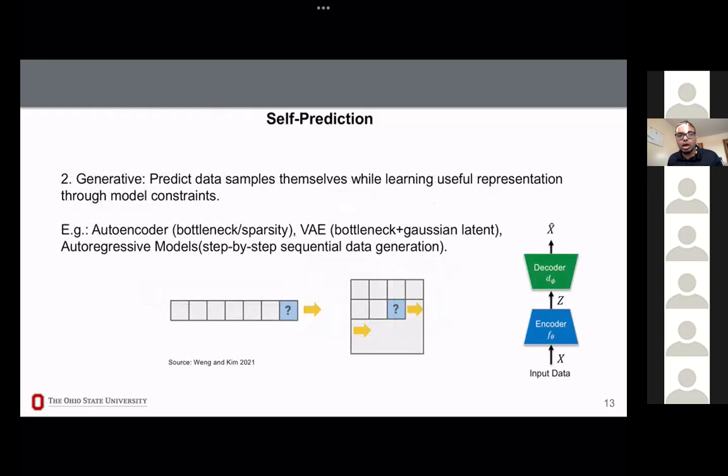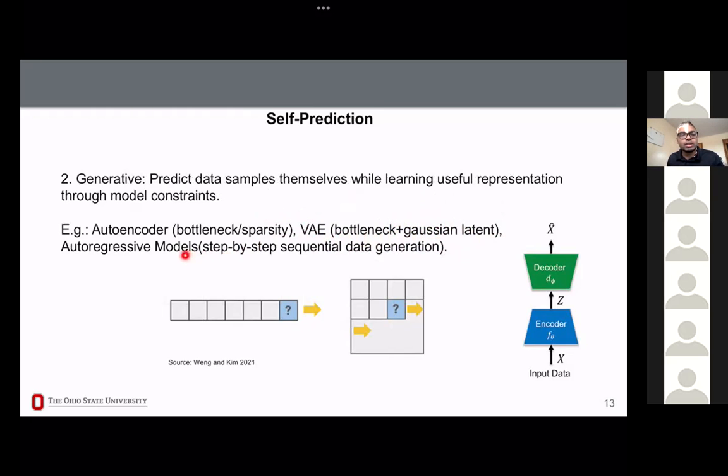Generative models can also fall under this category. So the autoencoder, as I said, tries to predict the identity function, and the usefulness of the features comes from the bottleneck, imposing constraints on the latent space directly. Variational autoencoders also have this bottleneck, a constraint on the latent space, as well as trying to make the latent space an independent Gaussian.